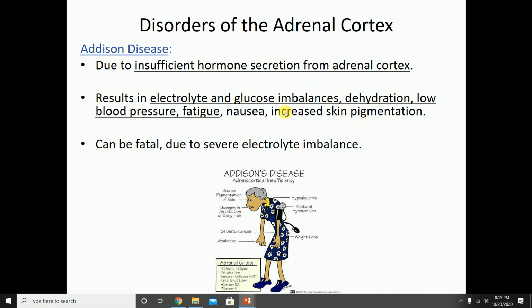Person is fatigued, as you can see this lady right here. They have GI disturbances. Very characteristic is that increase in the skin pigmentation, and they also have weight loss. It can be fatal, and the fatality is due to the electrolyte imbalance.